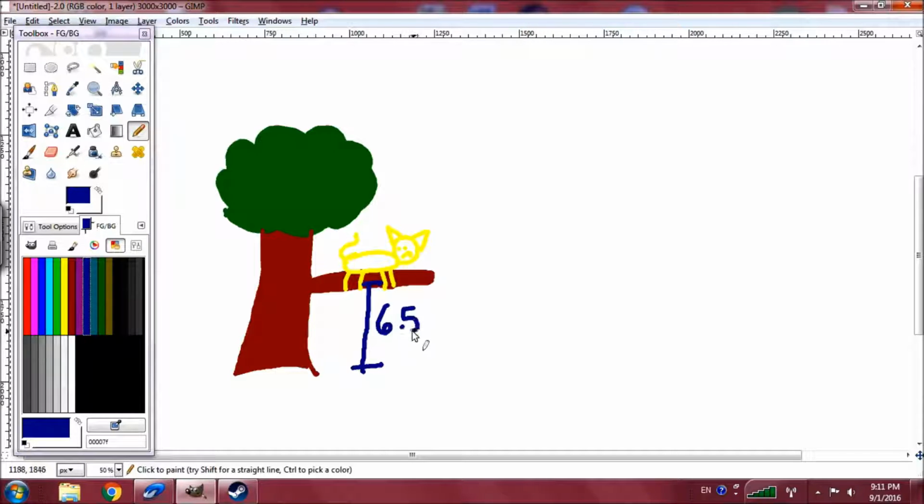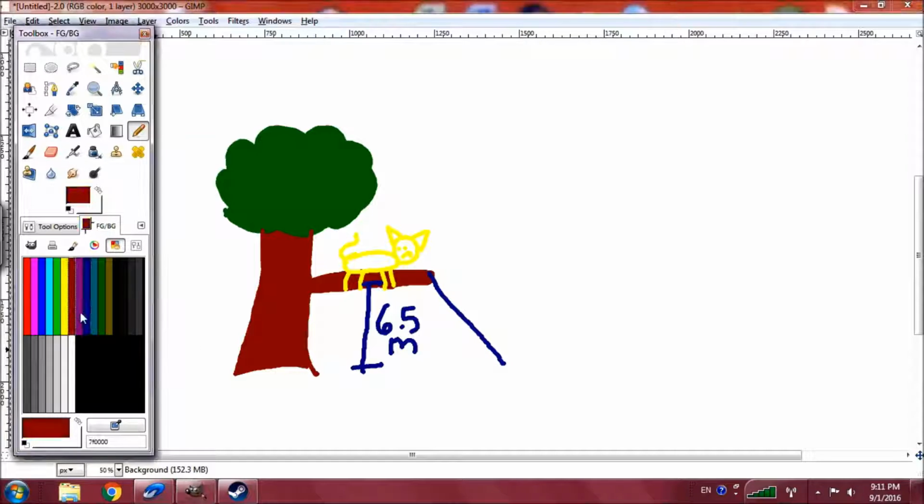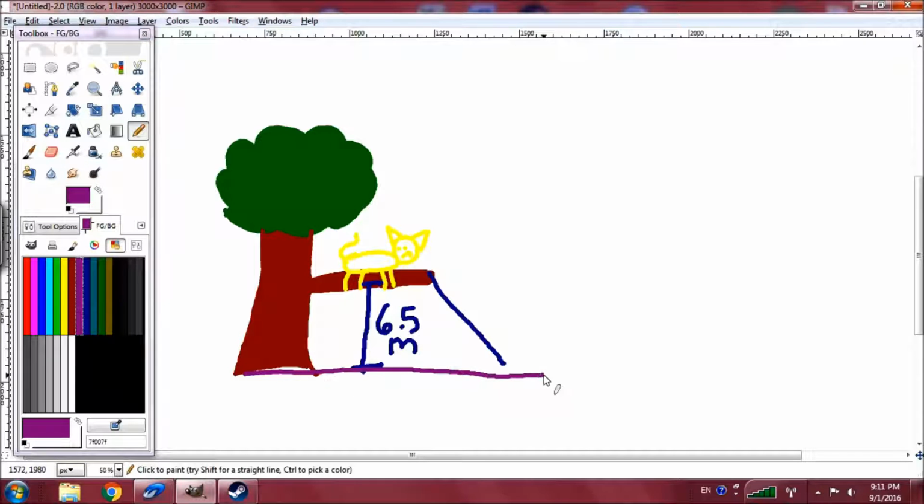And you only have a ladder. Wait, 6.5 meters. It's 6.5 meters above the ground. And you only have a ladder that is 6.7 meters long. And you want to know what is the angle it has to make with the ground. That's purple. The ground, to be able to touch the tip of the branch to rescue your cat.